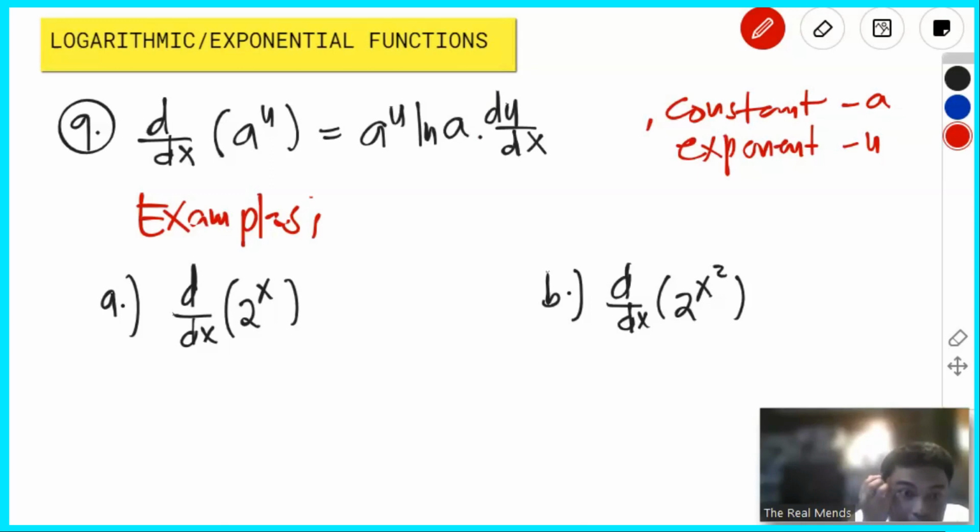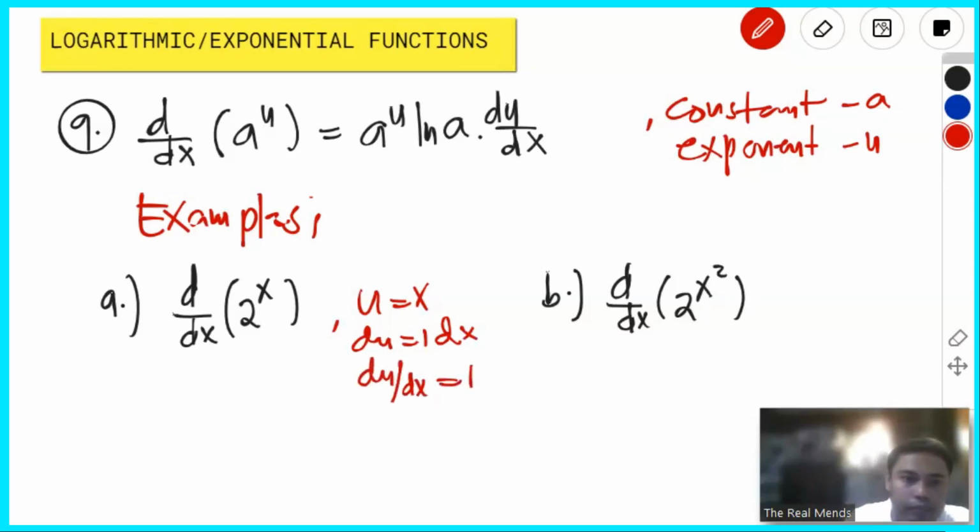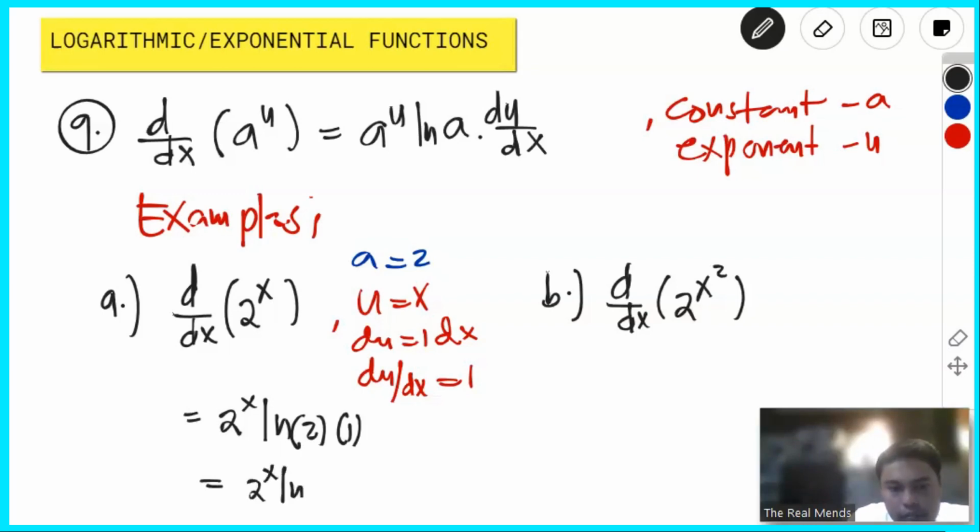From this problem, get the derivative of 2 raised to x with respect to dx. So our u is equal to x. To get the derivative of u with respect to x, it's just 1 dx, so our du over dx is equal to 1. And then from the formula, we have a raised to u, that is just the same as this problem, 2 raised to x. ln of a, our a here is 2, that is just ln of 2. And then du over dx, but our du over dx is just 1. So we have 2 raised to x times ln of 2.